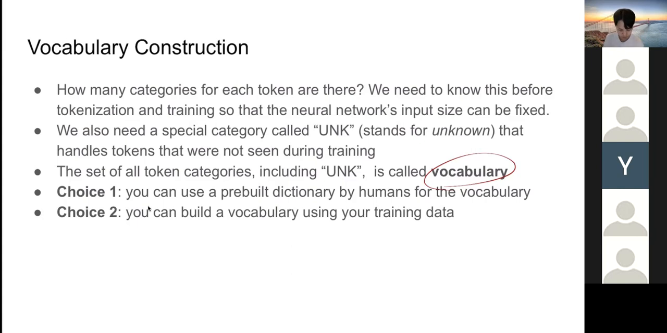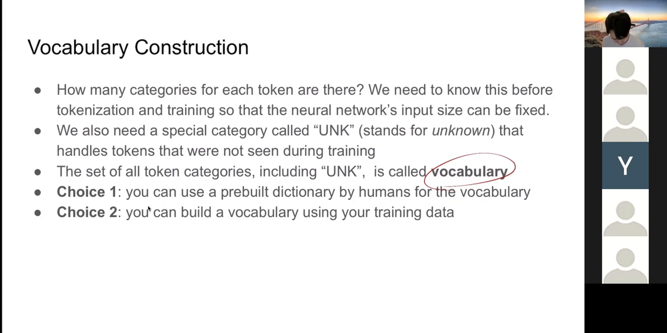Then there are two choices to construct the vocab. Number one is that you can use a pre-built dictionary by humans for the vocab. This means just bring your Oxford dictionary or your favorite dictionary and use those words for your vocab. Choice number two is probably what we kind of assumed: you can build a vocab using your training data, tokenize using your tokenizer, take a look at all the words, and make a set of them without overlapping tokens, and that will be your vocab. Of course, this training data doesn't have to be equivalent to your task training data. It's good to include it, but it doesn't have to be.